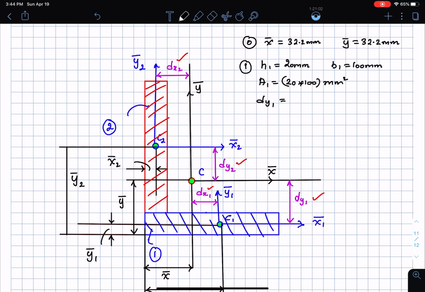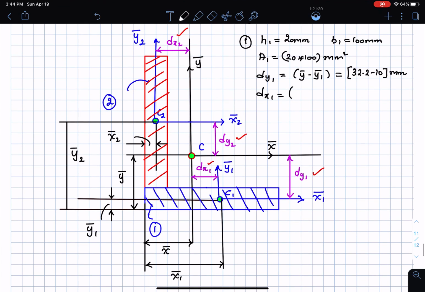Then watch this: dy1, the distance between x bar and x1 bar, is going to be y bar minus y1 bar. Then that distance is 60 minus 32.2. I'm sorry, that distance is slightly off. This is going to be 32.2 minus 10, so that's going to be 32.2 minus 10 millimeters. Then dx1 is going to be the following distance. You see, I have x bar and then I have x1 bar, so dx1 is going to be x1 bar minus x bar. And x1 bar is going to be 50 minus 32.2, so many millimeters.